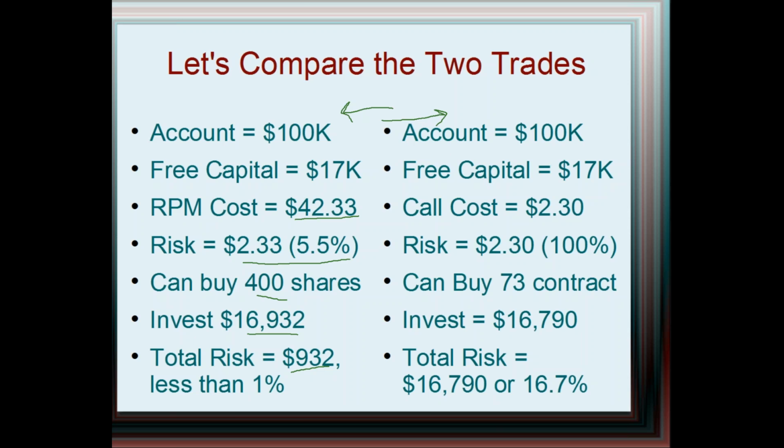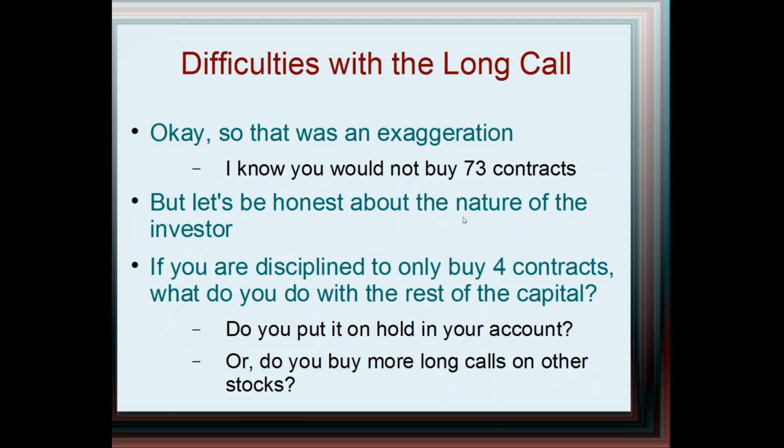$17,000 of free capital. The call would cost $230. Your risk is 100% of what you invested. Well, with $17,000, you can afford to buy 73 contracts. And so if you're not disciplined, you could invest $16,790, which means you're risking 16.7% of your total portfolio value. That's the lie of leverage and the risk of overtrading.